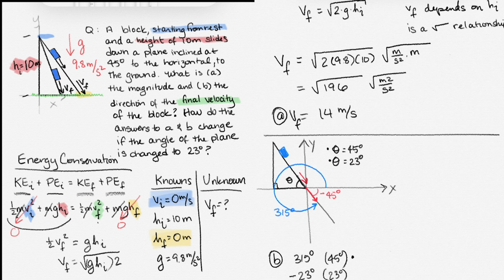Okay, the last part of the question was, how does the final velocity and the angle depend on the inclined plane? Well, the final velocity is independent. It doesn't depend on the angle. It doesn't depend on path at all. So this is path independent.